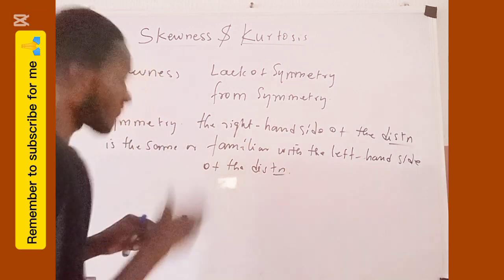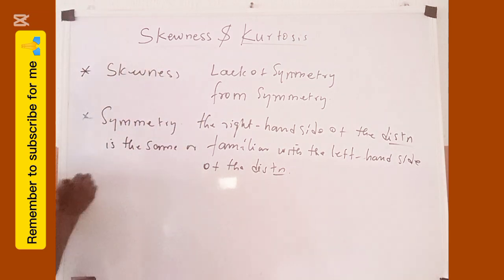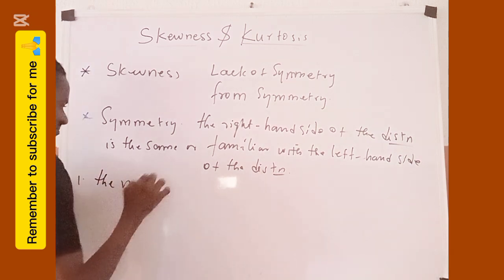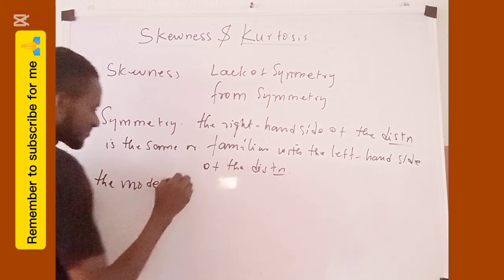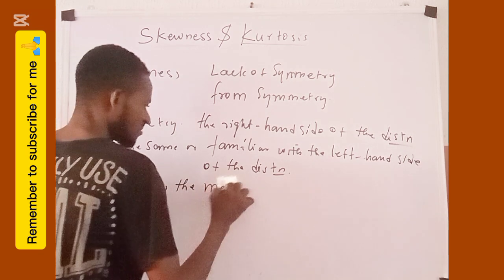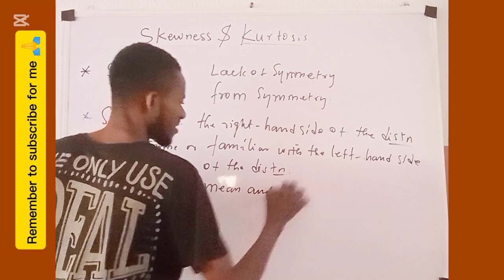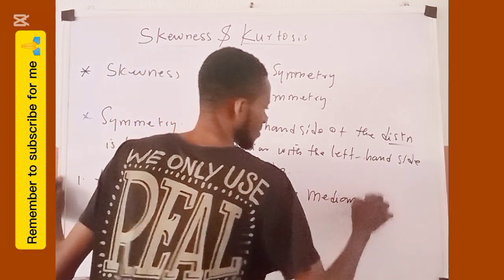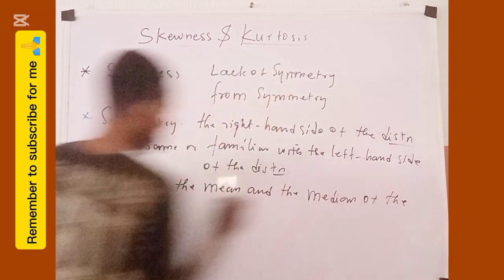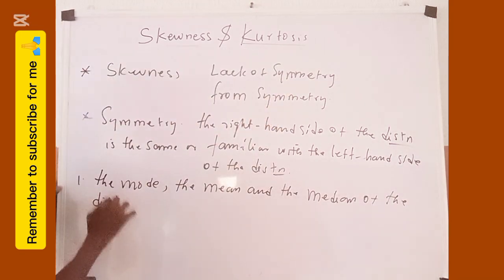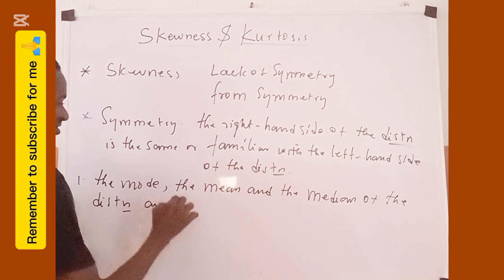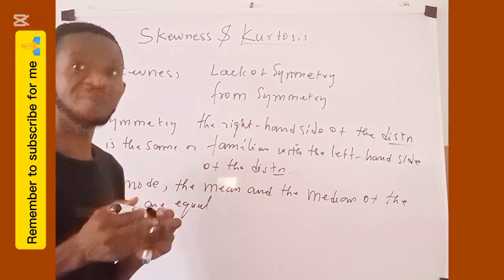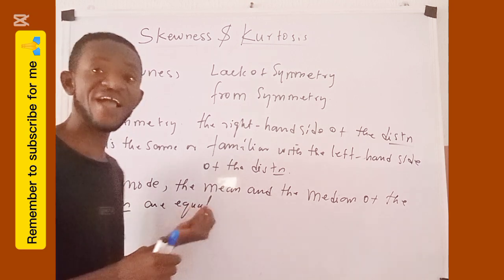Number one of the condition. The mean, the mode and the median of the distribution are equal or approximately equal. But for now, let us be using the word equal.